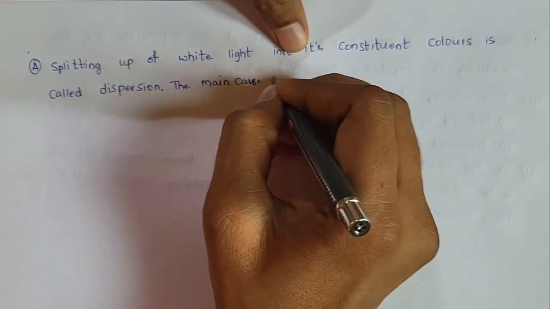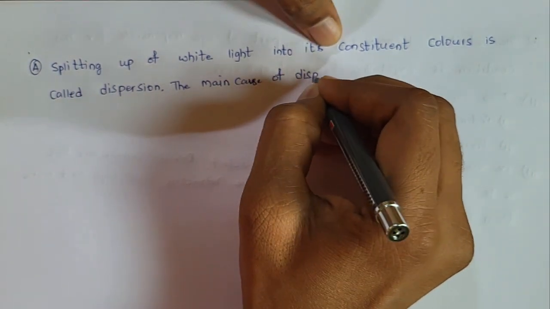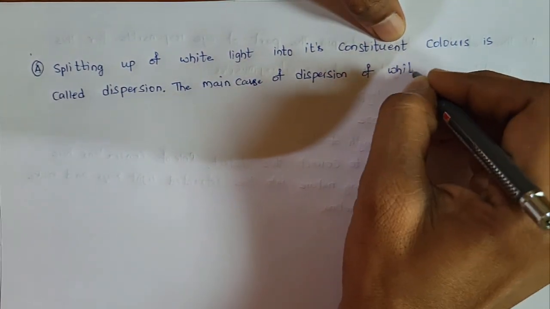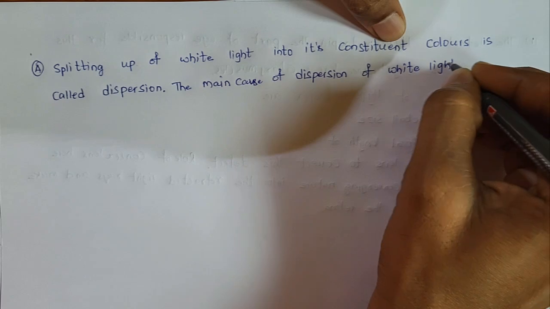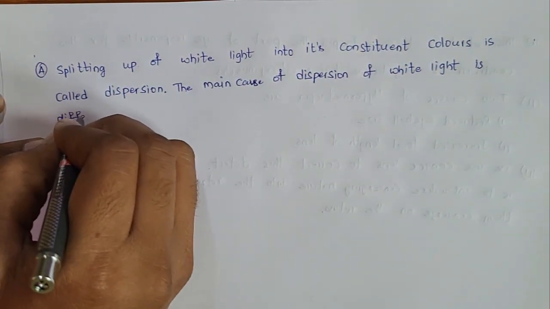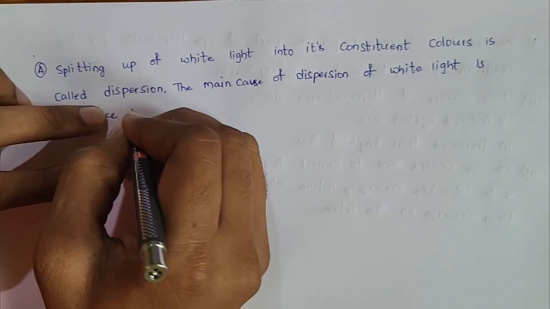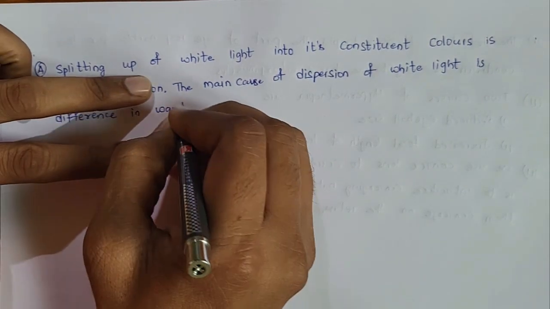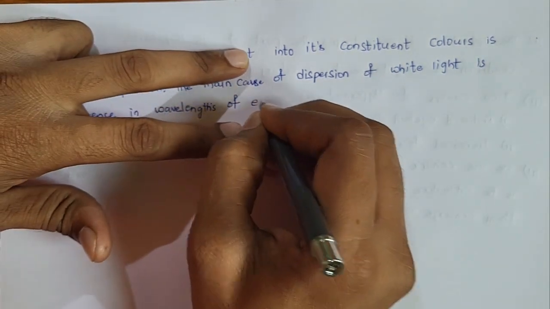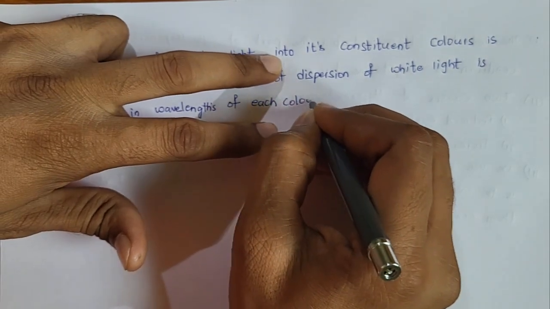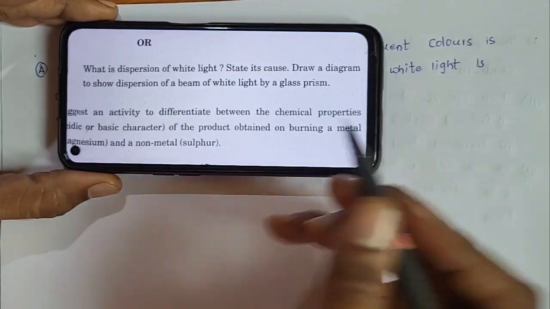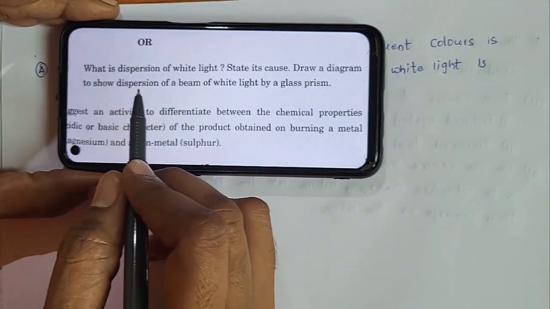The main cause of dispersion of white light is the difference in wavelengths of each color. Now, still they ask to draw a diagram to show dispersion of beam of white light by a glass prism.